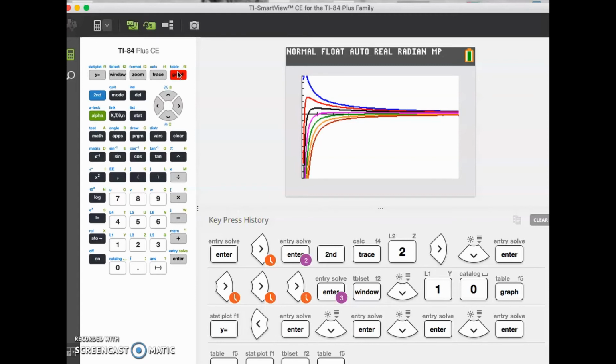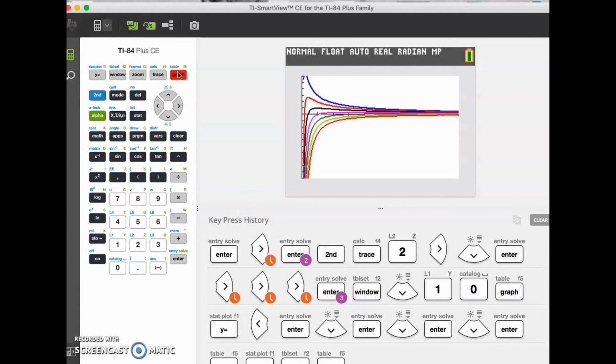Now let's make some statements about what we see. First of all, we can say they all have the same general shape, and the same domain, right? The domain of all of these functions is going to be 0 to infinity.